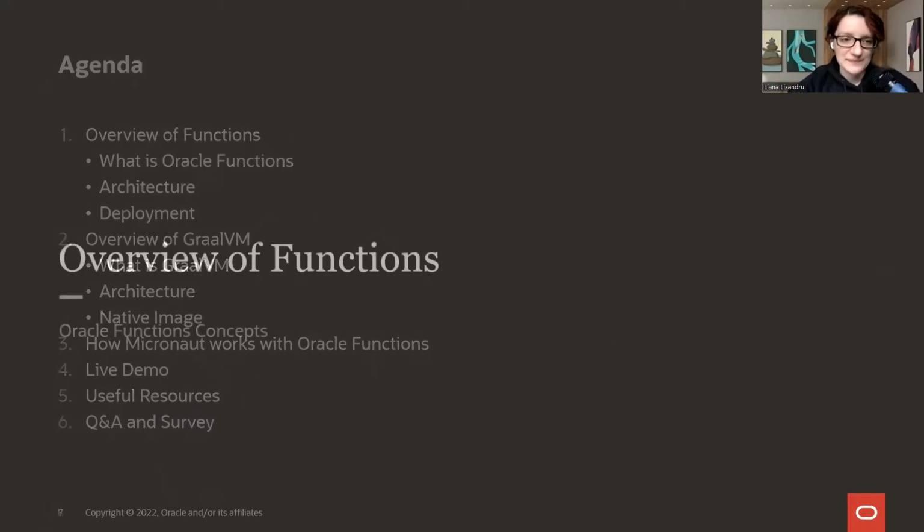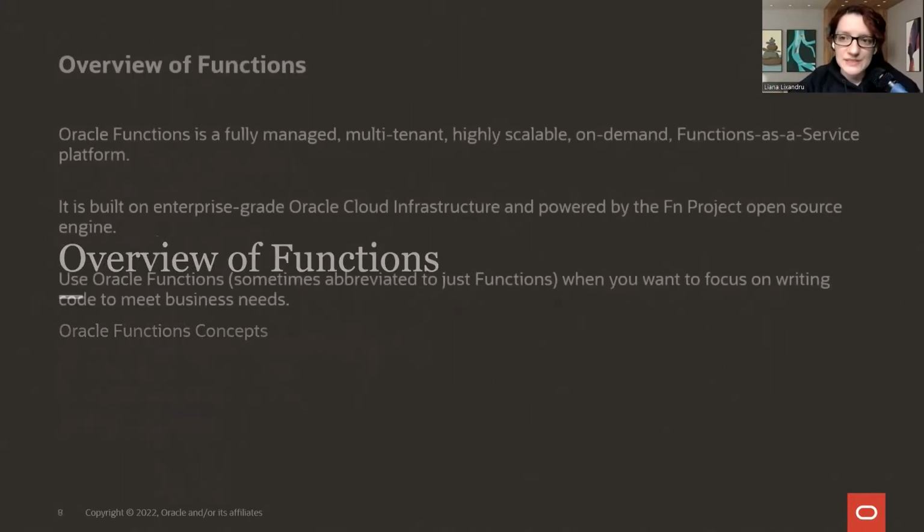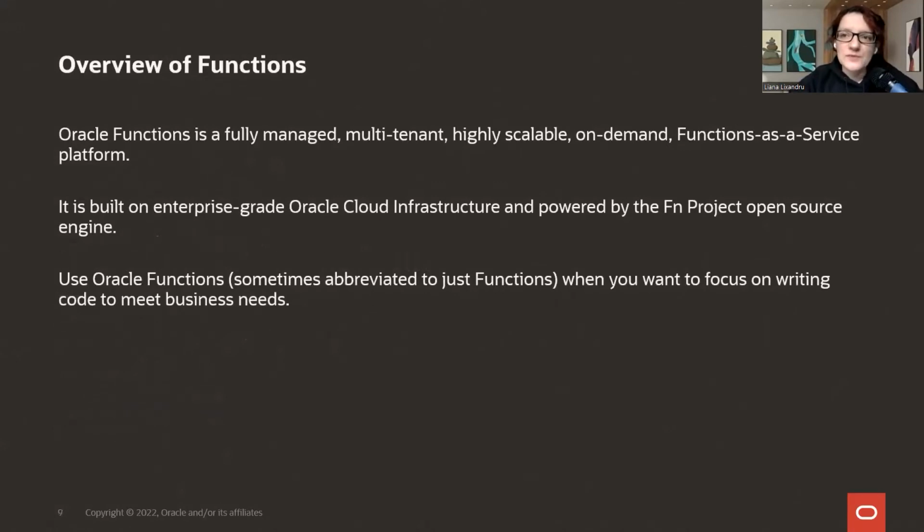Next slide, please. So let's look at some Oracle functions concepts. So Oracle functions is a fully managed, multi-tenant, highly scalable, on-demand functions as a service platform. So it's a serverless platform. You may be familiar with some others like Amazon Lambda. It is built on enterprise-grade Oracle Cloud infrastructure, and it's powered by an open source engine called the FN project. Functions is used when you want to focus on writing code to meet business needs.